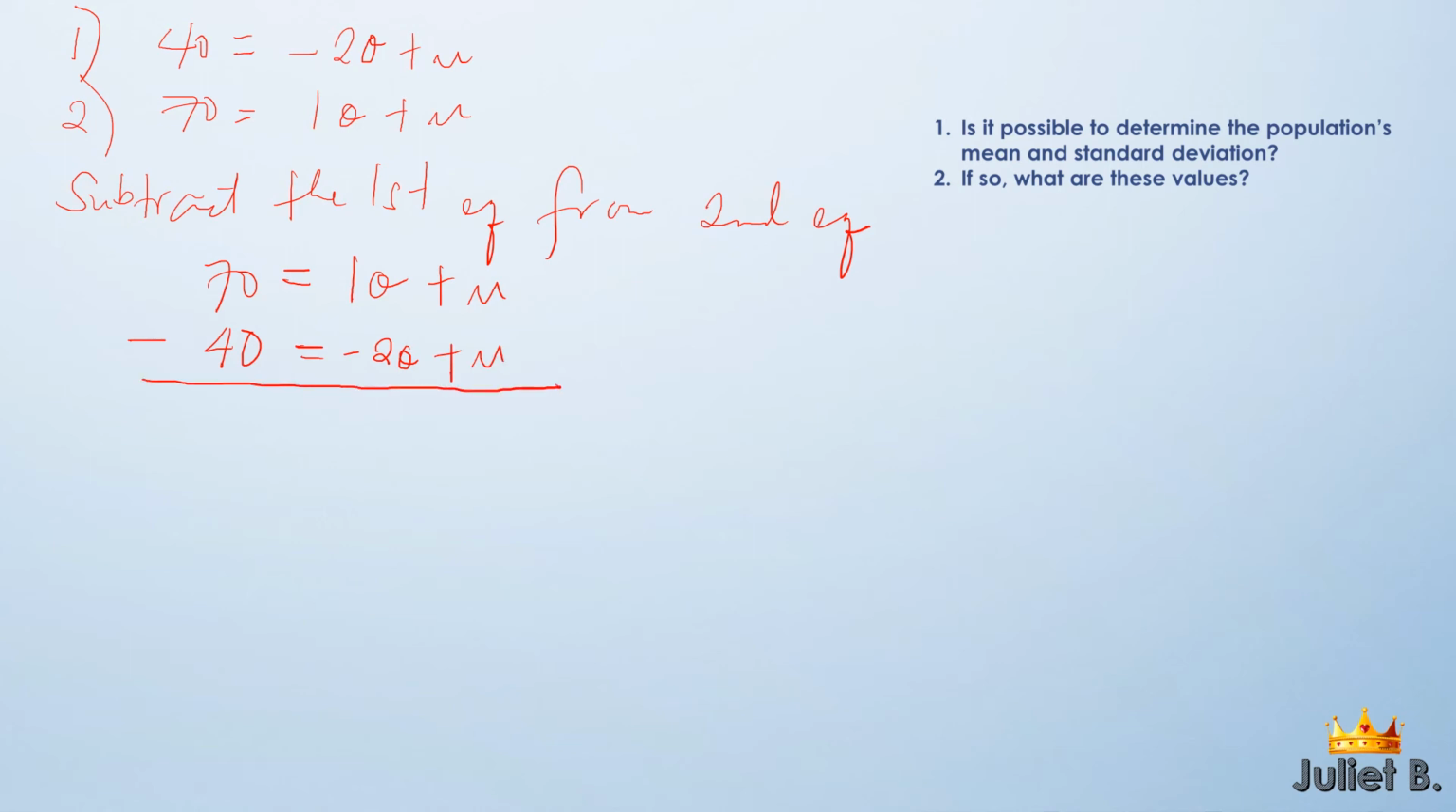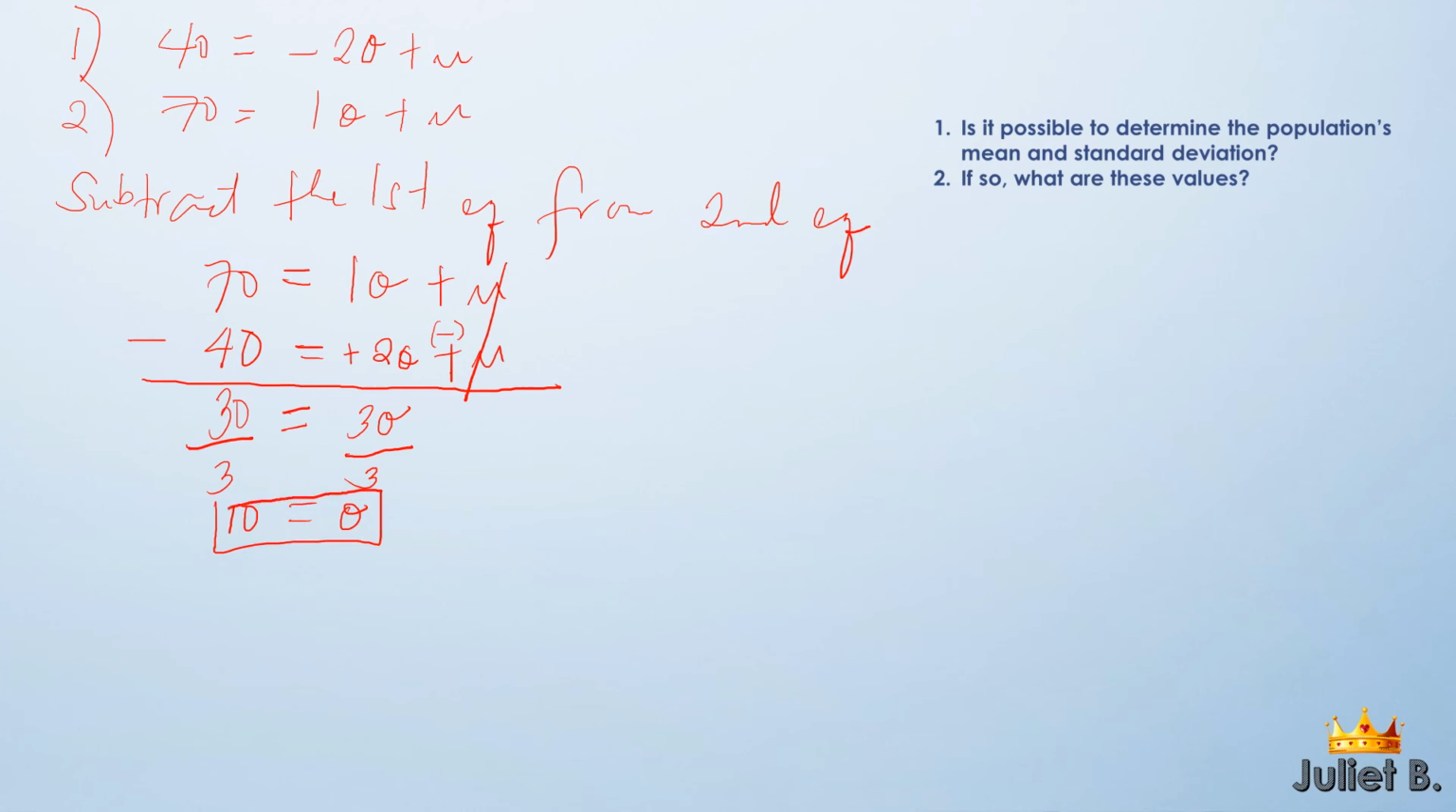Take note that when we subtract, we change the sign of the subtrahend. So positive 40 will be negative 40. Negative 2 standard deviation will be positive 2. And then this will be negative. Since they are now unlike signs and they have the same terms, this will be 0. 70 minus 40 is 30 equals, it is also like terms, so 1 plus 2 is 3 standard deviation. Solving for standard deviation, we'll divide both sides by 3. So, standard deviation is equal to 10.